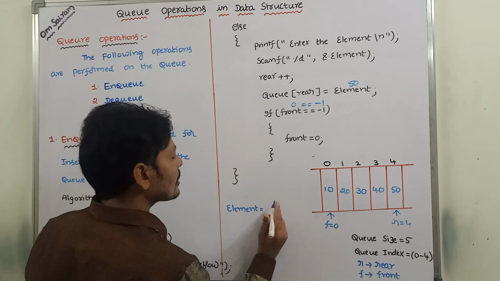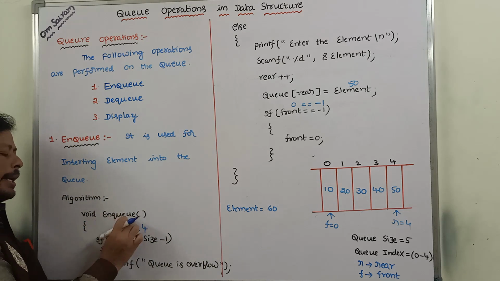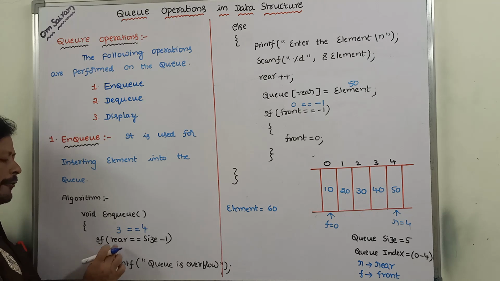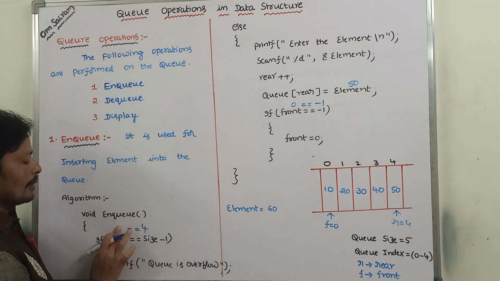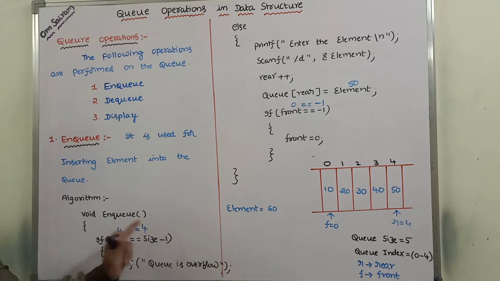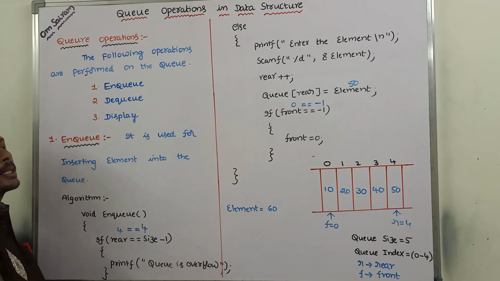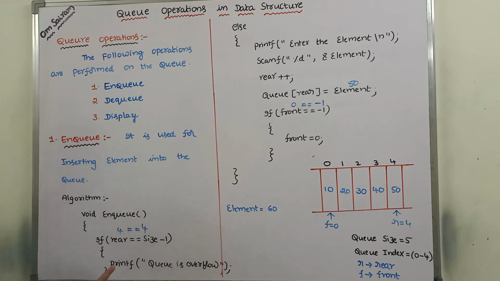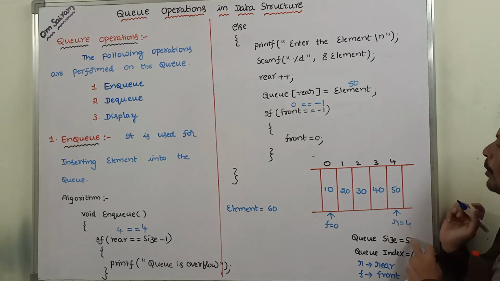Now we want to insert element 60 into the queue. Void enqueue. Now if rear equal to size minus 1, what is the rear value now? 4. 4 equal to 4. Condition true. If this condition is true, the statement within the if block is executed. So printf queue is overflow. Because the queue size is 5, the queue is now filled with 5 elements.